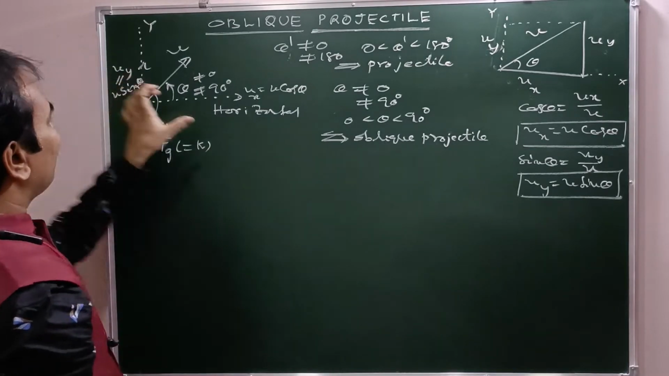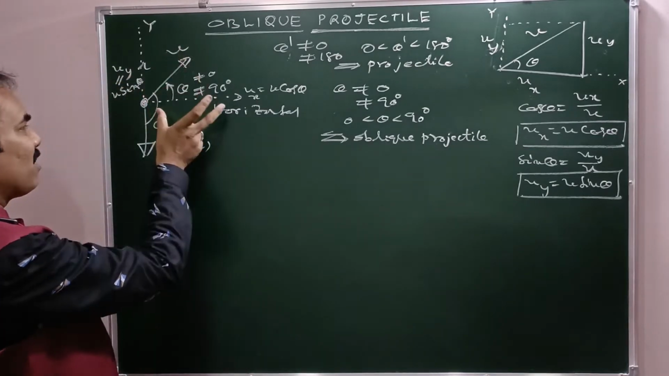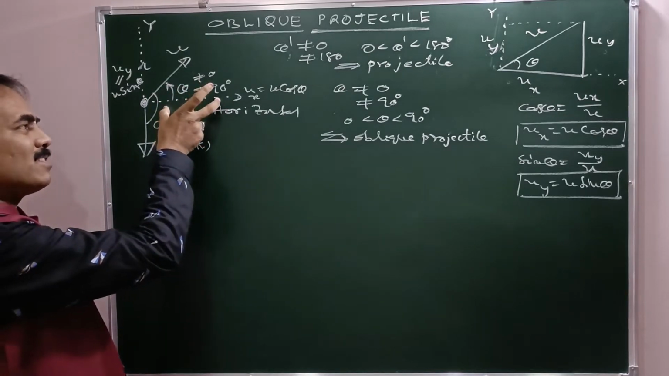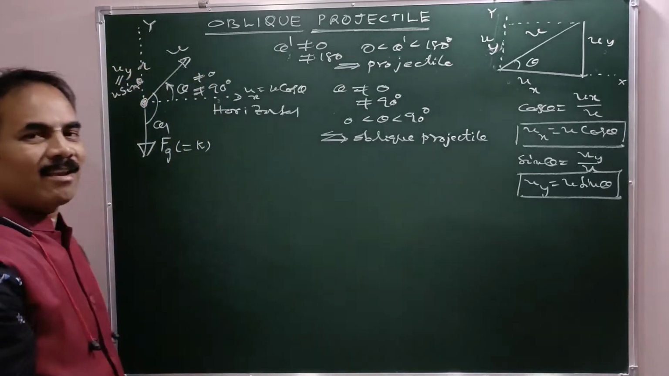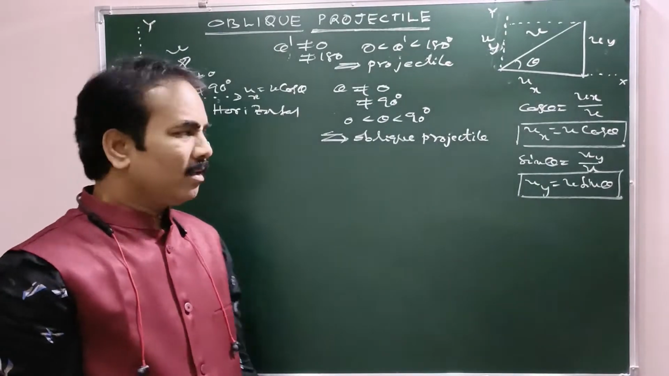So u sin theta, u cos theta. This velocity can be resolved into two components. One is u cos theta along horizontal, another one is u sin theta along vertical, right?